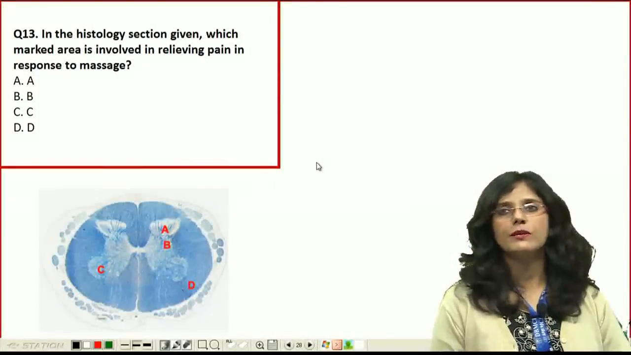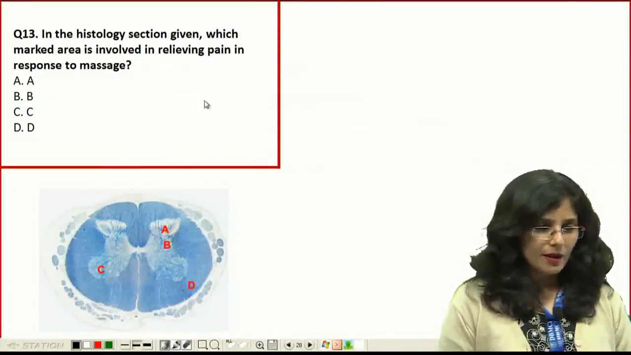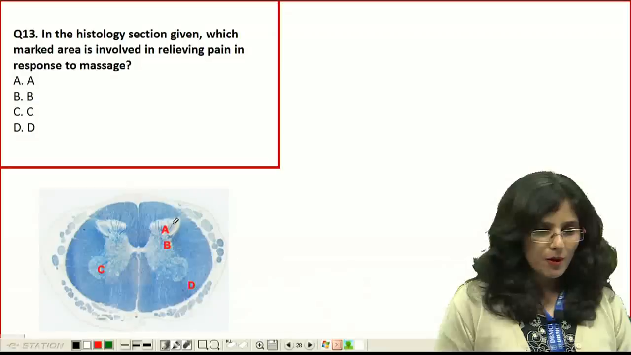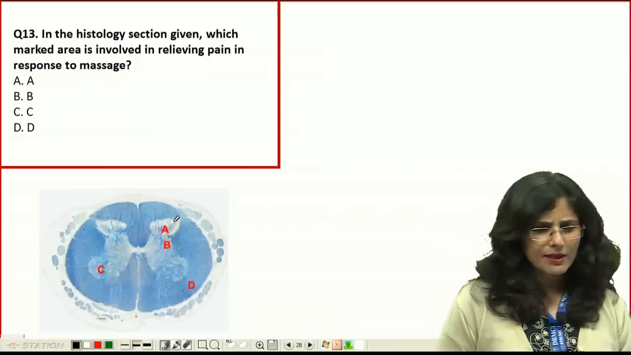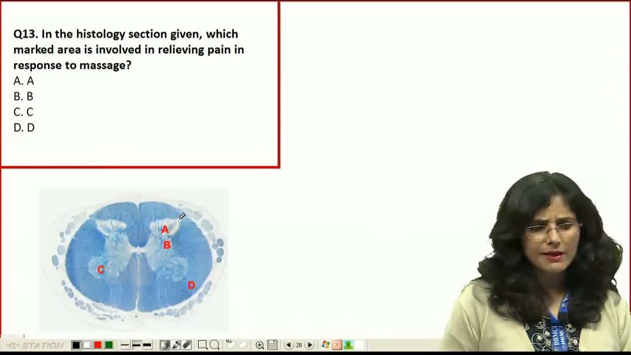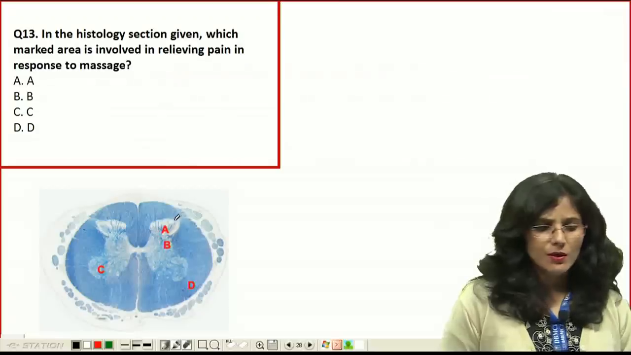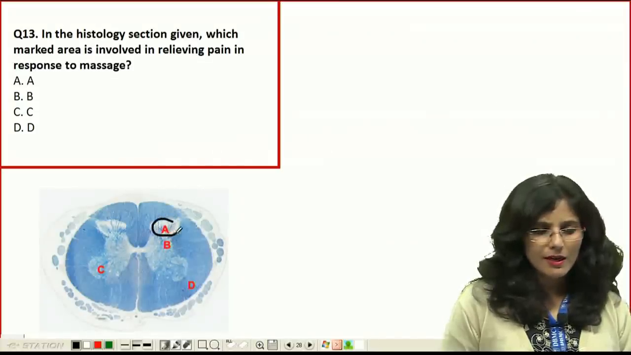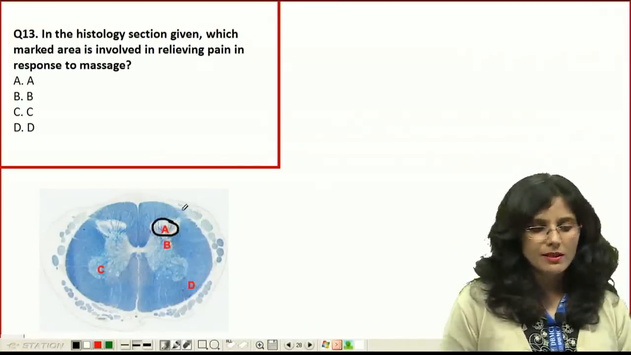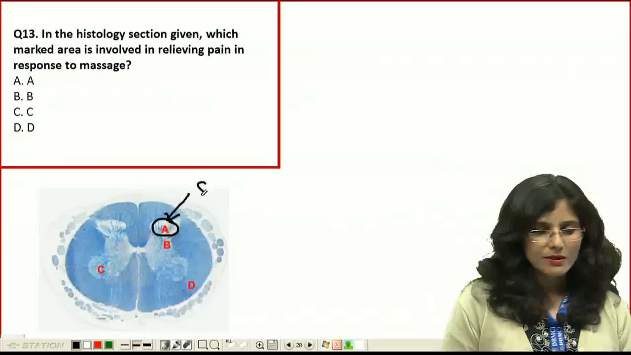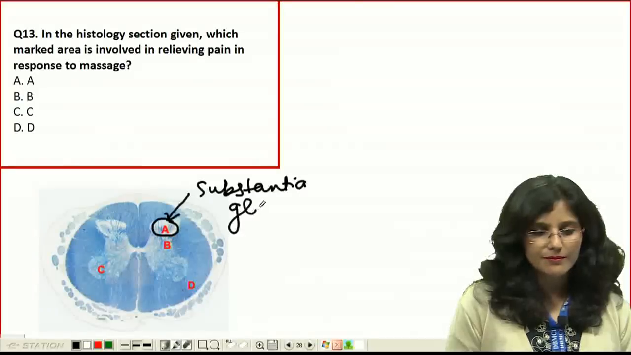Now the next question, question number 13. Here they are asking which marked area is involved in relieving the pain in response to massage. You see here the area A corresponds to the area of substantia gelatinosa.